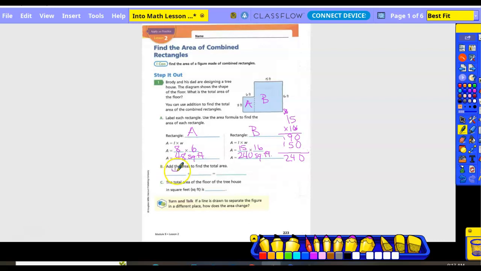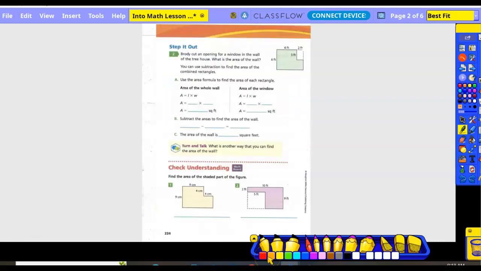Add the areas to find the total. So the area of the first one was 48. The area of the second one was 240. So what is the area of the total thing? 288 square feet. So the total area of the floor of the tree house in square feet is 288.